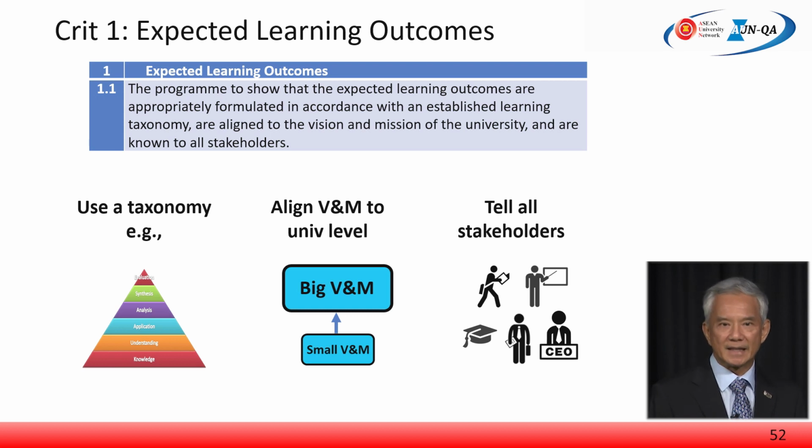Remember again, the outcomes required by the program, by the faculty, and by the university, these must all be aligned. Next, information about the learning outcomes need to be conveyed to all stakeholders: students, teachers, fresh graduates, alumni, and employers. These are the requirements for 1.1.